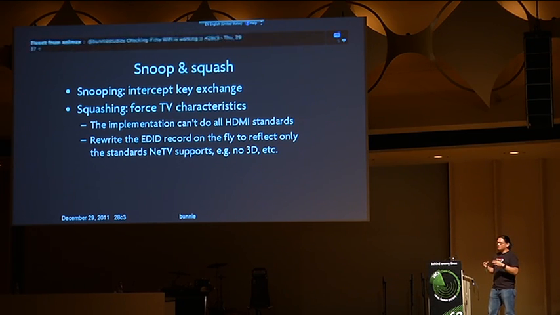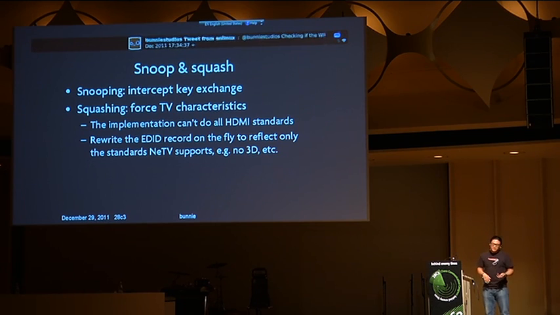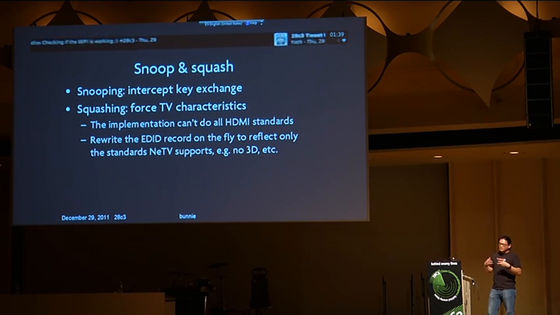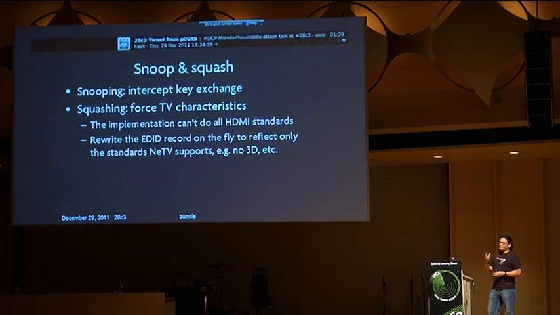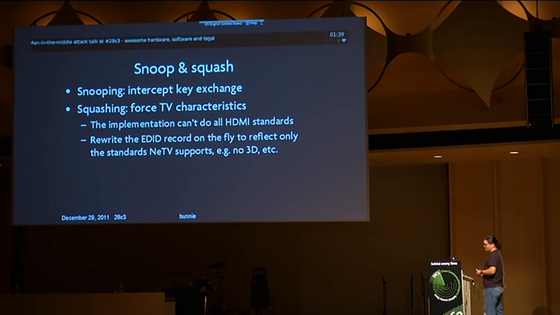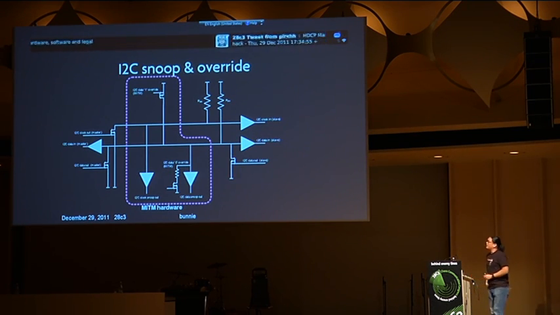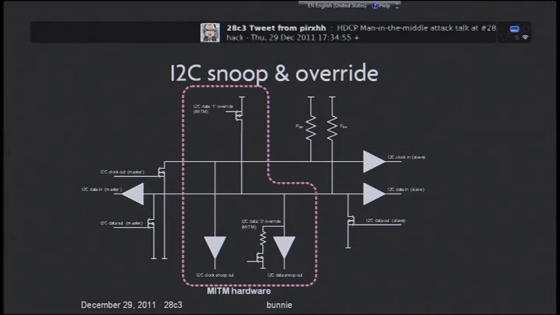With squashing, you basically want to force the TV to have only the characteristics that we support. The reason is that some TVs have 3D TV, and some TVs do strange scan modes that we don't support, and we would like this to work as a seamless consumer experience. So we actually rewrite the EDID record on the fly as it's negotiated back and forth between the TV and the set-top box.